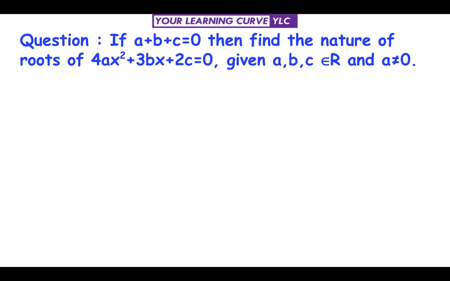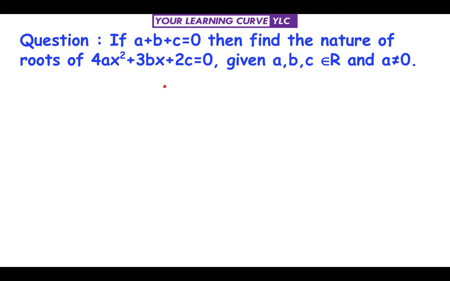First question is, if a plus b plus c is equal to 0, then you have to find the nature of roots of the equation 4ax square plus 3bx plus 2c equal to 0. a, b, c are real numbers and a is not equal to 0. This is the quadratic equation. Remember, the coefficients are 4a, 3b, 2c. Equation is a quadratic equation in x. You have to predict the nature of the roots.